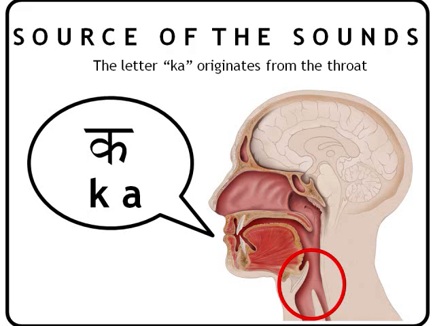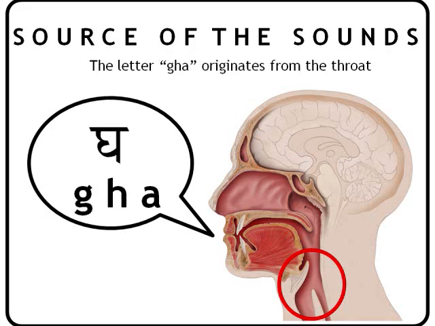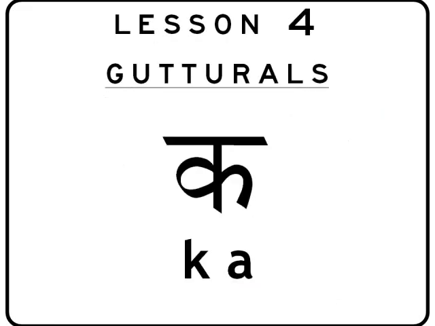So just to reiterate, all of these sounds come from the throat. Ka, kha, ga, gha. And now we're going to study how to write the letters. So this is the first letter of the Devanāgarī alphabet, ka. Let's learn how to write this letter.